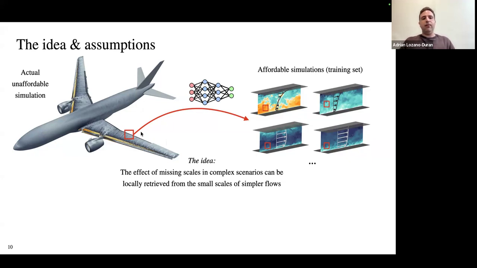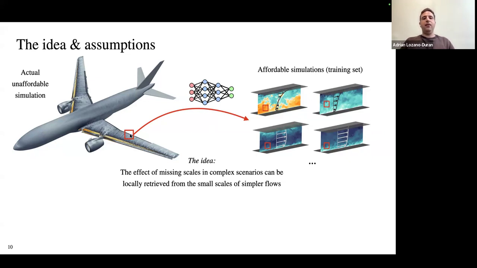So the idea is that if I were to look at a small region here, the effect of the missing scales in this complex case can locally be retrieved from the smaller scales of simpler flows. On the right, I have these simple flows. These are affordable simulations, and this is going to be my training set. In these simulations, I can resolve all the scales in space and time, and I know everything. I can extract how all the scales interact. So I have all that knowledge.